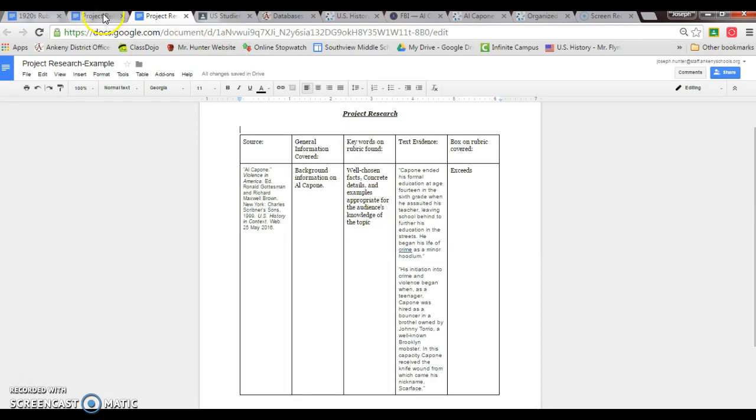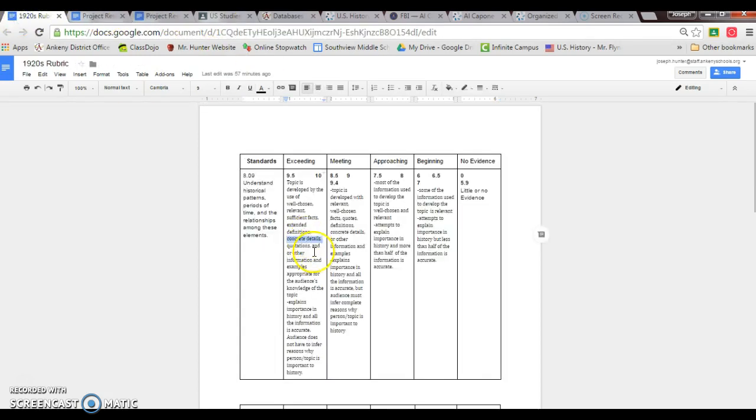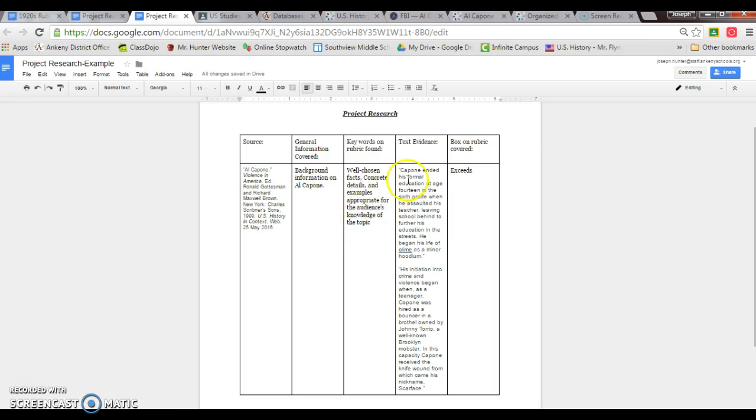I am also going to find other information and examples that are going to be appropriate for the audience knowledge. Now that means technically that we're not just throwing random facts out there, okay? But the information that I'm gathering is going to have a purpose to lead up to what I'm going to explain about Al Capone's importance in the future. Okay, so all of that I copy and paste into here.